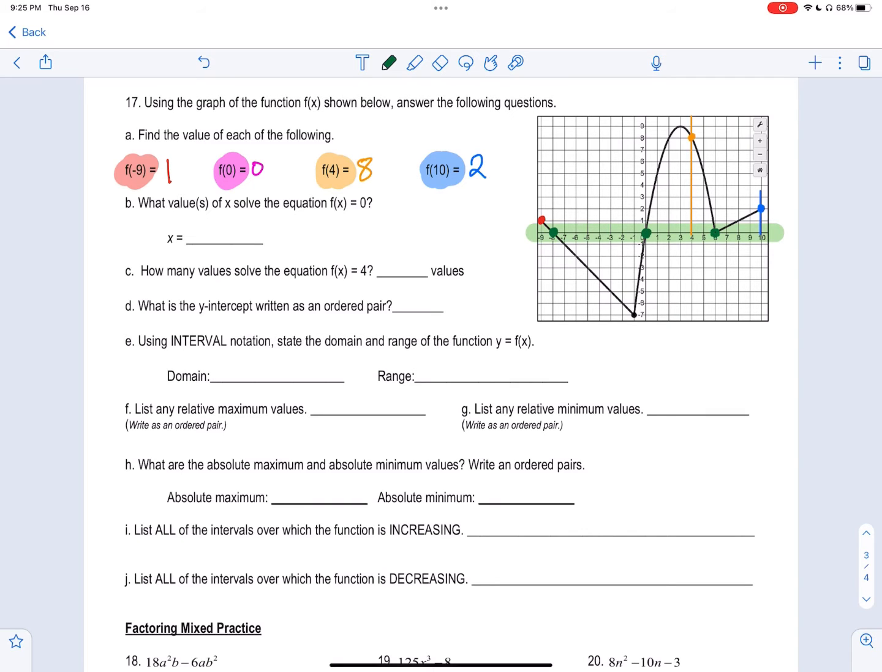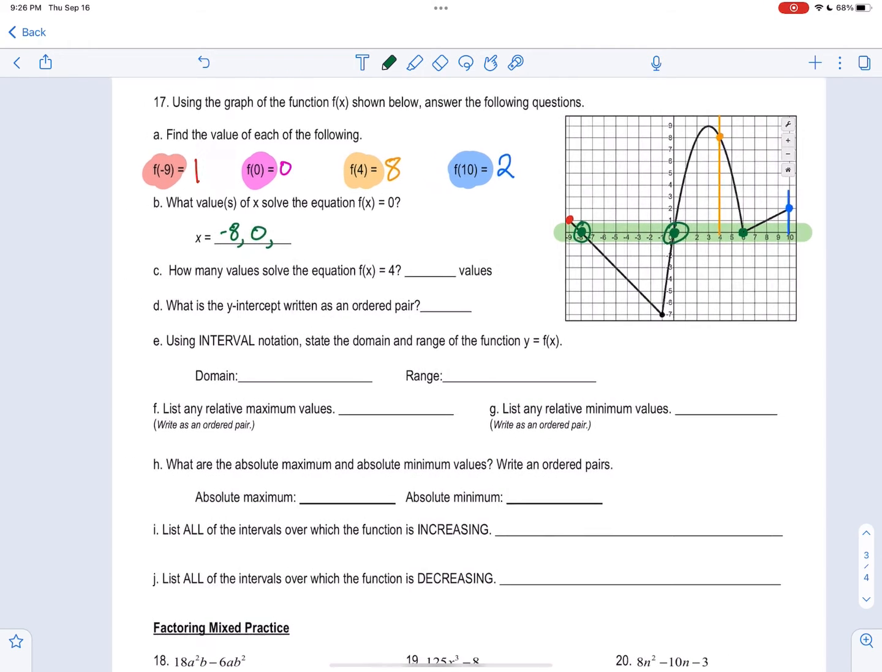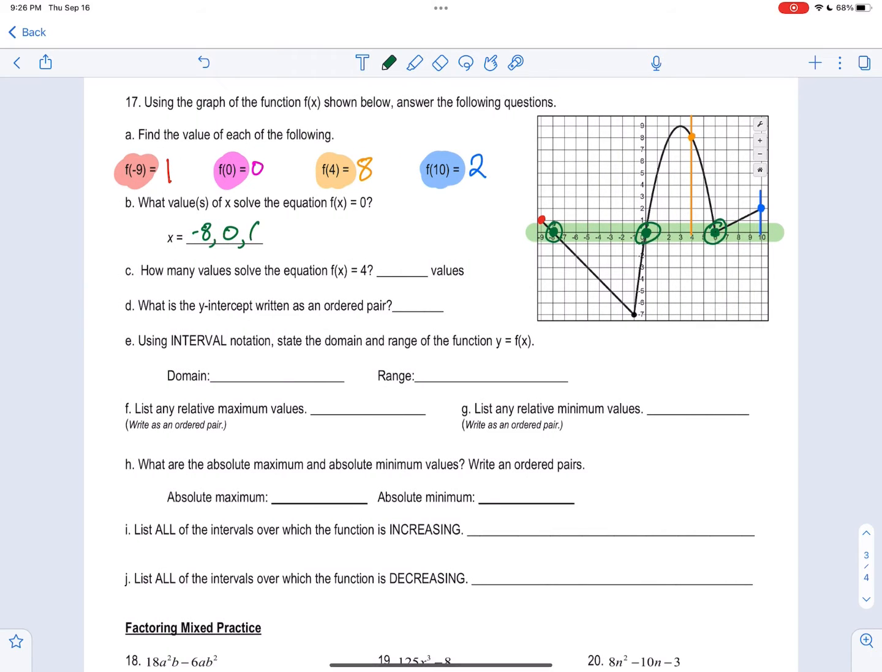And those points are negative 8, 0, and positive 6.